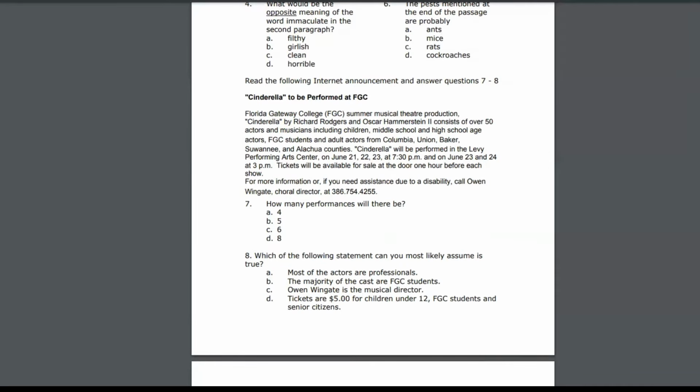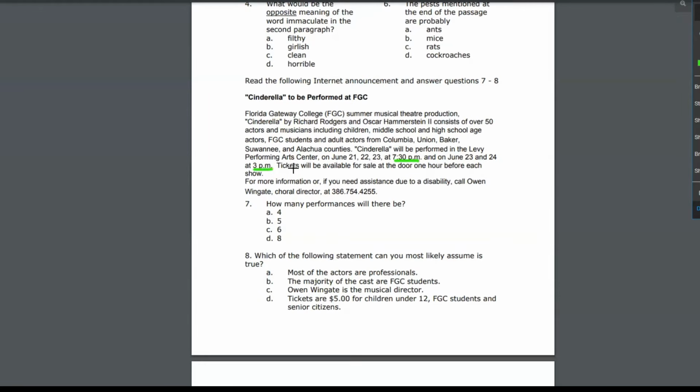All right, let's take a look at our questions. The first one says, how many performances will there be? So if we go through and we look at the specific information here, it says Cinderella will be performed in the Levy Performing Arts Center on June 21st, 22nd, and 23rd at 7:30. All right, and then on June 23rd and 24th at 3 p.m.